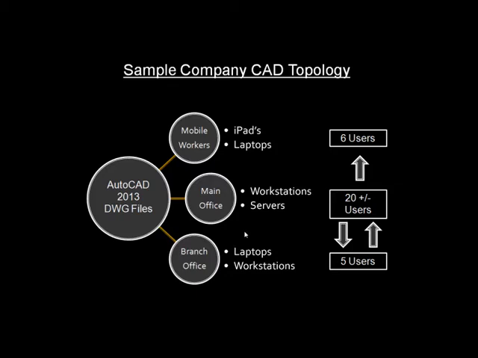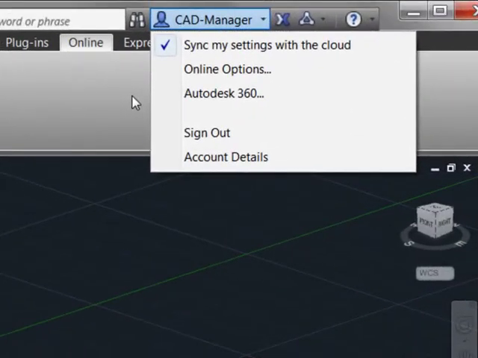Now, in order to do this, we're going to have to learn how to use the web client to share drawings by uploading them and then sending email invitation links to the remote worker. This way, everybody can actually share and collaborate on the same drawing files that are stored in 360. To access your Autodesk 360 account, simply click the Autodesk 360 link here under your login credential.